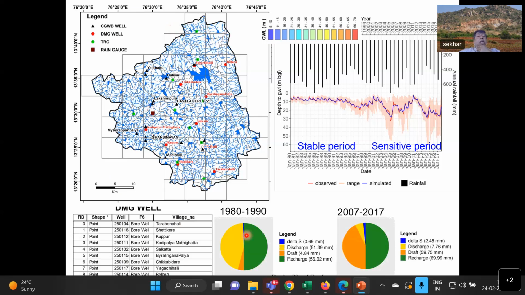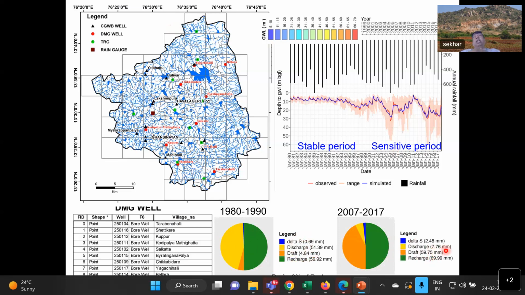So if you want to look at the period of 80 to 90, this is how my pumping was, very small. My recharge was something like this, 4 mm or 5 mm of recharge, so a very small amount. Whereas in the later part here, we're talking about draft, the pumping, we call it, is very close to recharge, nearly 90%. So my discharge has decreased.